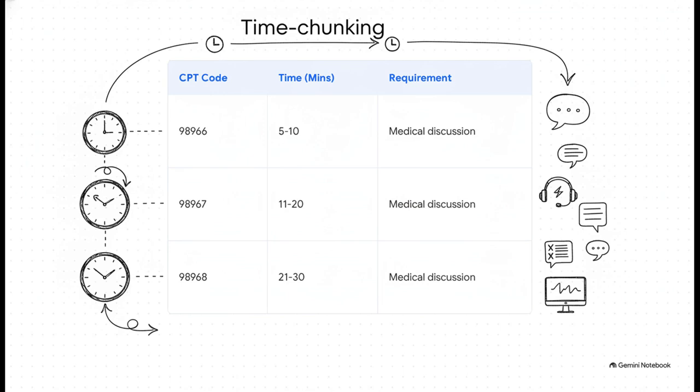When a qualified non-physician jumps on a call, the exact code you choose is literally just time-chunked based on the length of that medical discussion. It's a clean progression. Use 98966 for a quick 5 to 10 minutes. If the call runs longer, boom, you step up to 98967 for 11 to 20 minutes. And for those really extended, in-depth calls, you're looking at 98968 for 21 to 30 minutes.